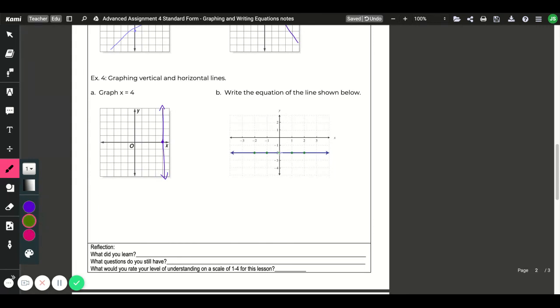So then for this one, it crosses the y-axis. So there's going to be a y in the equation, but it never touches the x-axis. It runs parallel. It will never touch it. That means there is no x in our equation. So it does touch the y-axis. That means it's a y equals. And where does it cross? It crosses at negative 2. So the equation is y equals negative 2.